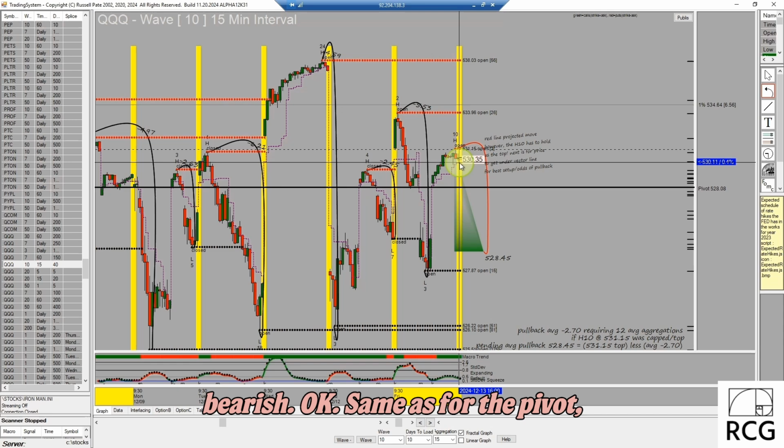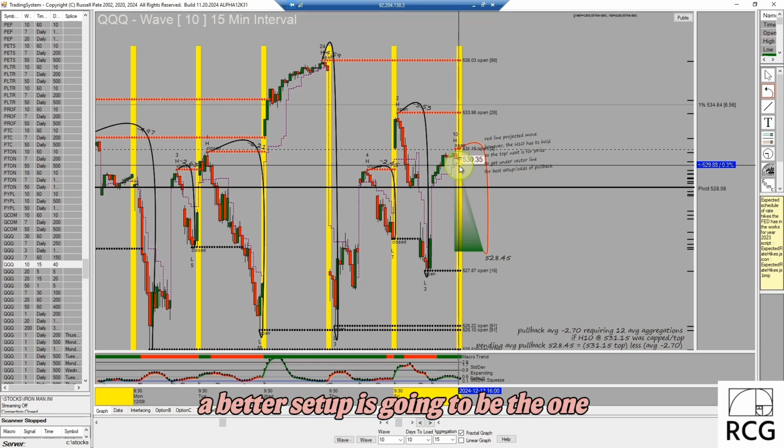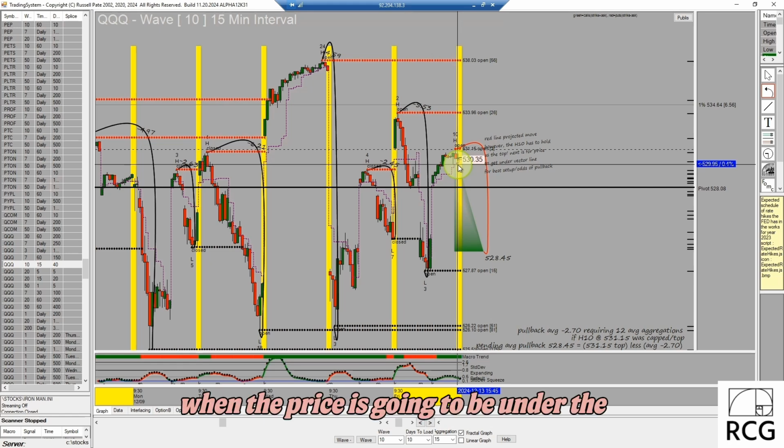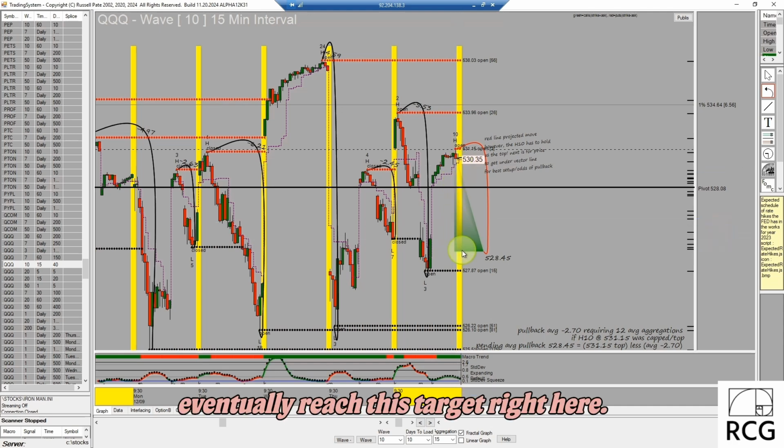Okay, same is for the pivot. So it's just trying to tell you that a better setup is the one where the price is under the vector line, so that we can have higher odds of a pullback below the pivot, and then we can eventually reach this target right here.